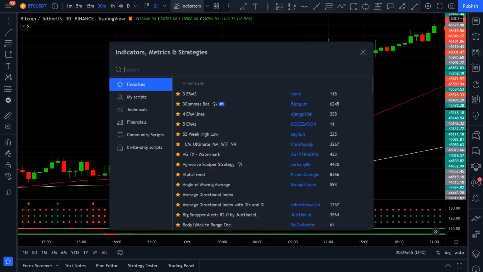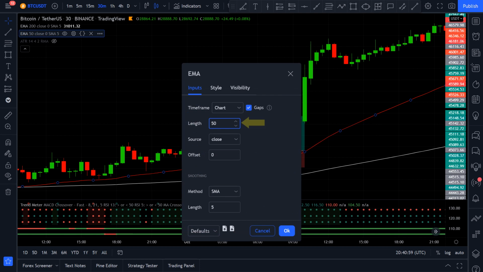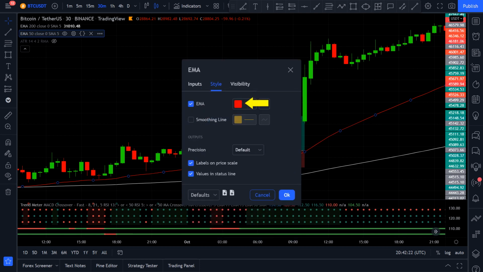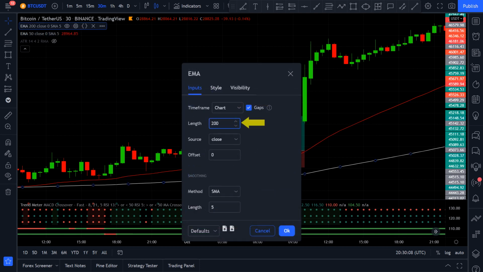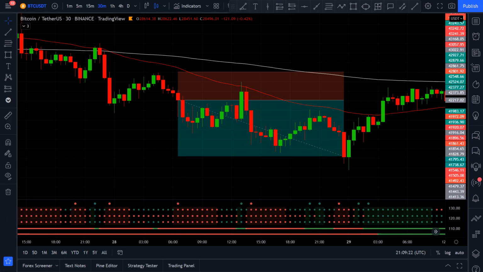For filtering the bad entry signals even more, we are going to use 2 EMA lines. These EMAs will filter out some of the bad entry points. So go into the Indicators tab and type in EMA. Click on Moving Average Exponential. Once you have it on your chart, go into the settings and set the first EMA line to 50 length and color it red. Then go to the second EMA and set its length to 200 and color it white. The rule is simple. We can only enter into a long position if the 50 length EMA is above the 200 length EMA. Therefore, we can enter into a short position if the 50 length EMA is under the 200 length EMA.